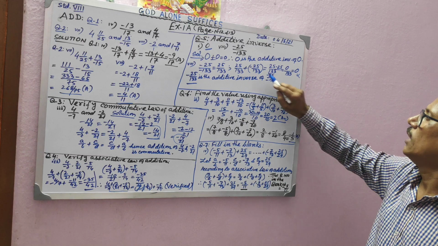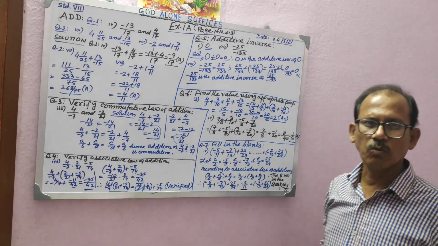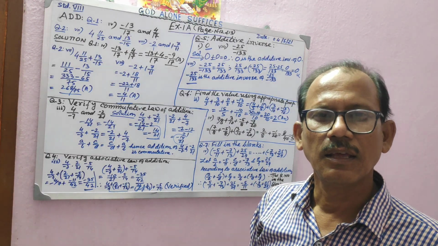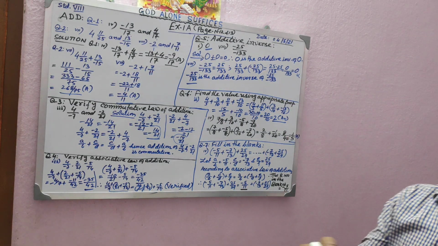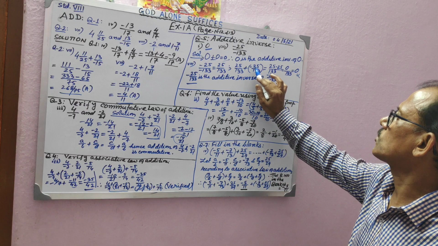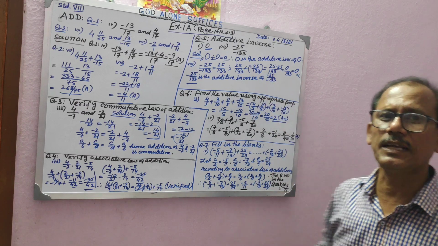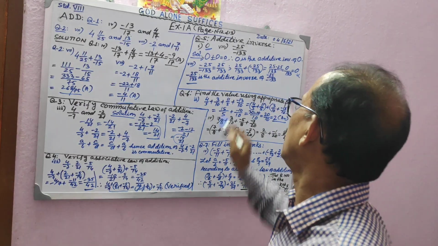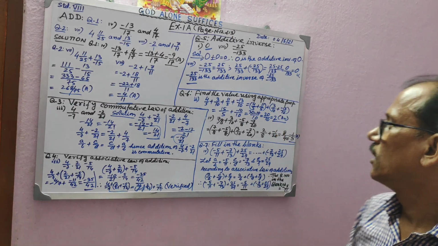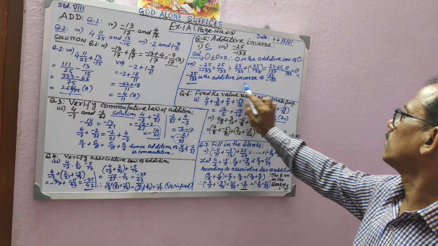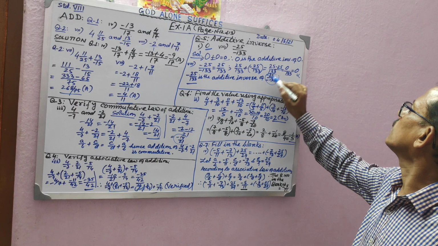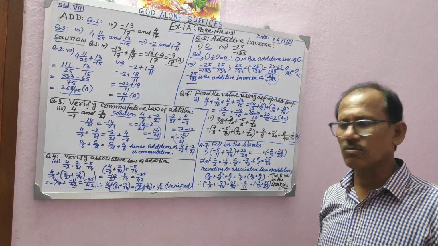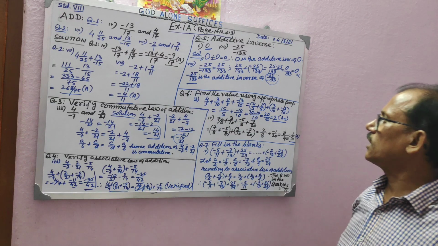Is it? So you are adding to 25 by 133 minus 25 by 133 so that the value becomes 0. So minus 25 by 133 will be the additive inverse of 25 by 133. So you will have to write down that this is the additive inverse of this. Could you understand? This is the original fraction that you will have to mention, that is minus 25 by minus 133.